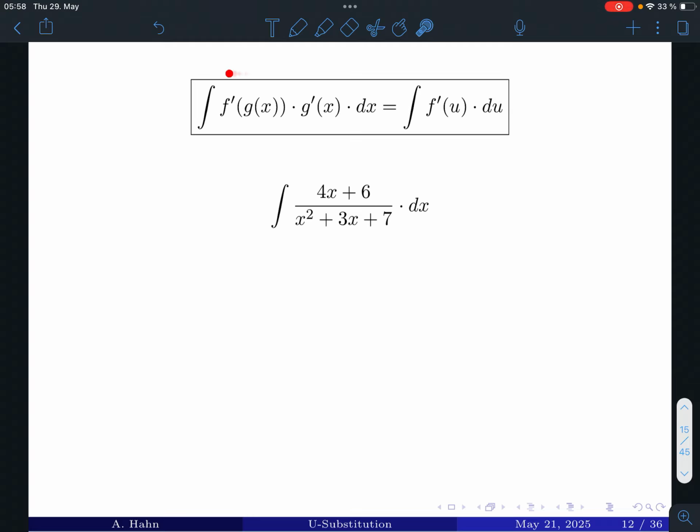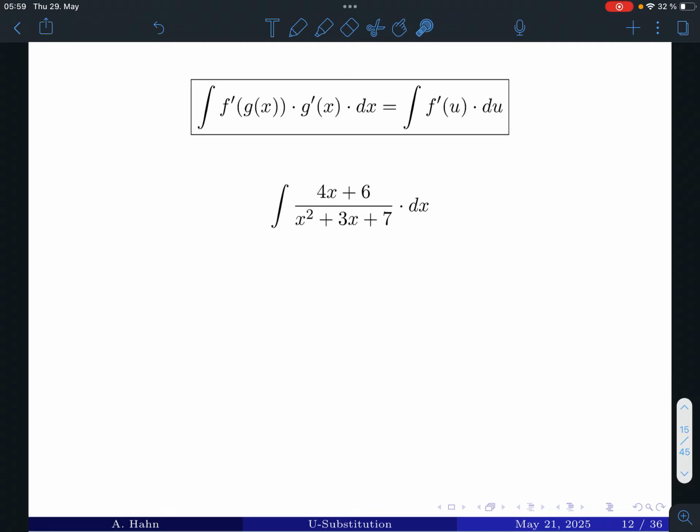Hello. So let's do another example. And again, what we're looking for to make sure that we can even do U-substitution is a composite function. So we're looking for an inside function and an outside function. And then we're looking for the derivative of the inside function multiplied somewhere else in the problem.